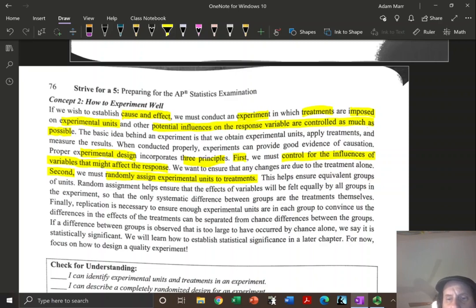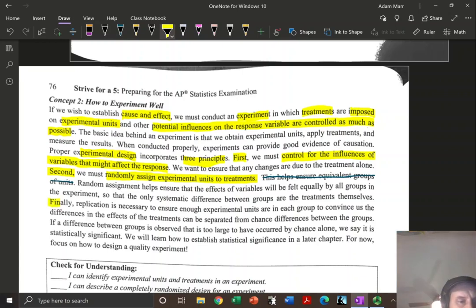Yes, that's good. I think, guys, that this sentence right here is a little unnecessary and a little bit confusing, so just start right here. Continuing on, random assignment helps ensure that the effects of variables will be felt equally by all groups in the experiment, so that the only systematic differences between the groups are the treatments themselves.